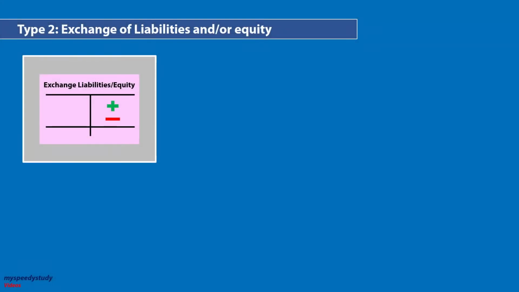Let's continue with the right side of the balance sheet. This second type of exchange pattern is a business transaction which affects only the right side of the balance sheet. Again, one item increases, the other decreases.